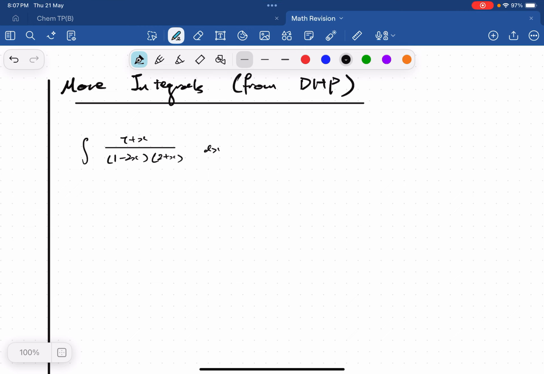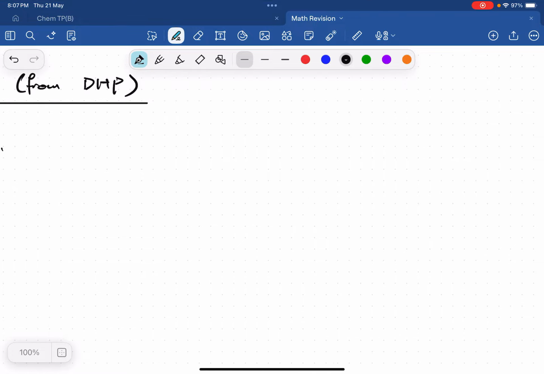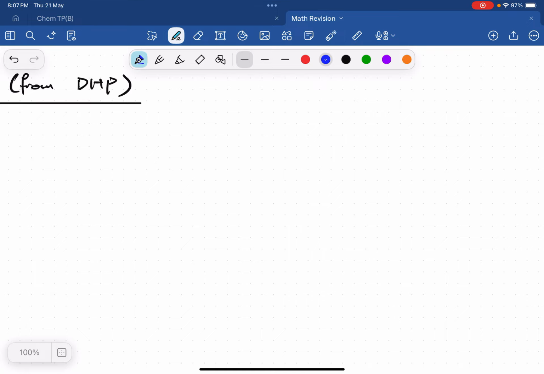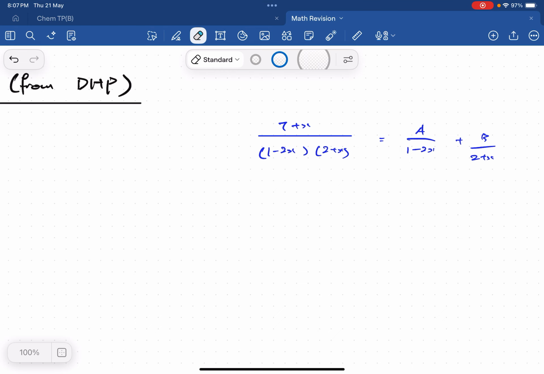So how do I split this particular integral up into partial fractions? What I'm going to do is, because I have 7 plus x on top, I know that this fraction is going to be equal to A over one of my linear factors plus B over the other one of my linear factors. And now this A and this B are going to be some kind of integer, but we don't know what integer yet.